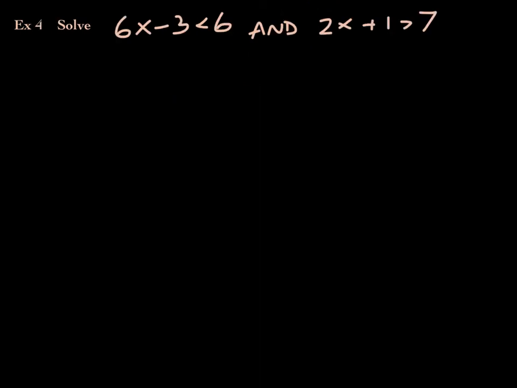All right, everybody, we have another compound inequality joined together by the word and, which means intersection. This will be our last example for intersection, and then we'll go to union. Let's solve each of these inequalities separately. It would be great if you paused the video and tried these on your own, okay?